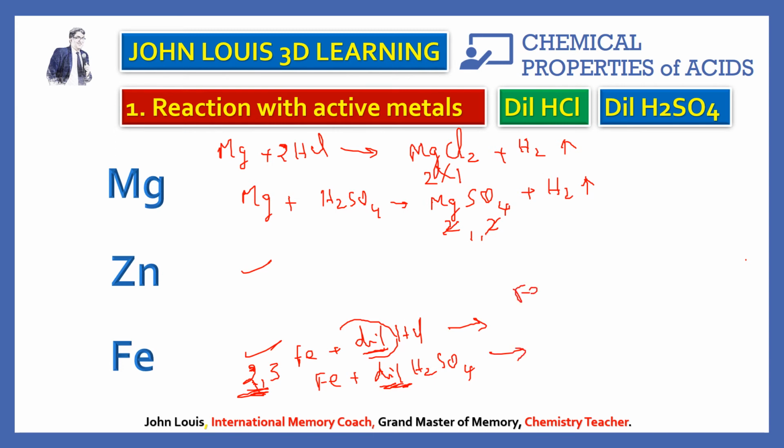So what is iron 2 chloride? Iron valency 2, chloride valency 1, therefore FeCl2 plus H2, hydrogen gas is released. And here iron 2 sulfate. Iron 2 sulfate also 2, therefore we get FeSO4. So it becomes 1 and 1, no? 1 we need not write, plus hydrogen gas.